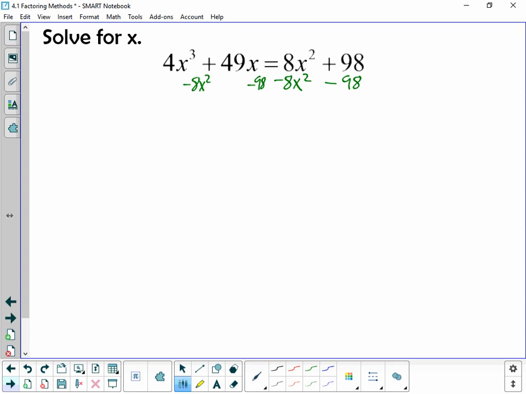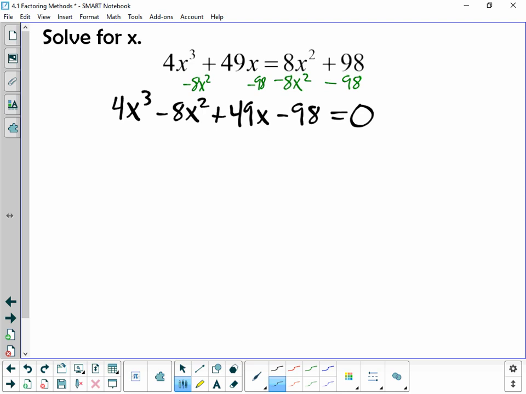Now none of those combine, so we'll have a 4x to the third, a negative 8x squared, a plus 49x, and a minus 98. I put it into standard form, putting them in order. So now we try to factor it. Well, check for a GCF, but 49 is not going to, it's 7 times 7. So there's not a common factor here. There's not a common factor of x because the 98 doesn't have an x.